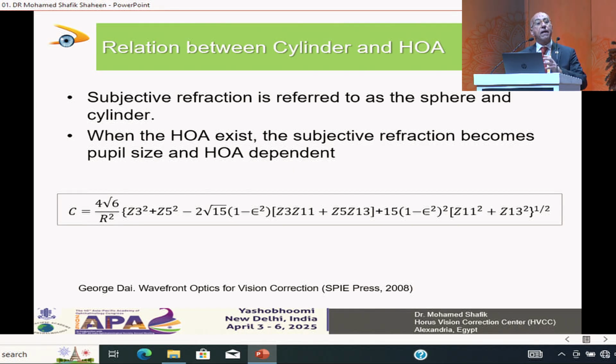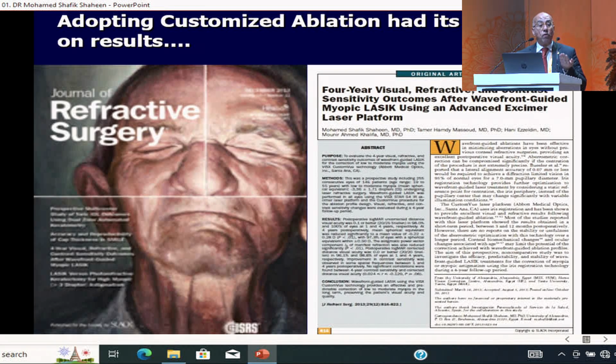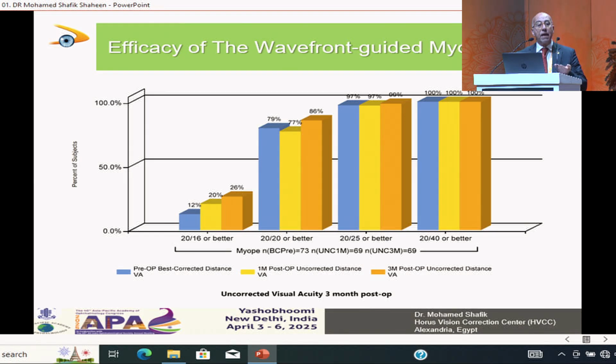And we know by a mathematical equation, which is a little bit complicated, that the astigmatism goes higher with a higher order aberration and the pupil size. So one size doesn't fit all. And if you really want to have a happy patient, you have to customize his refractive surgery. More than 12 years ago, we published the first publication on the use of customized refractive surgery with front-guided type on the virgin corneas, and the wow effect was there. 26% of the patients were seeing 20/16 or better.